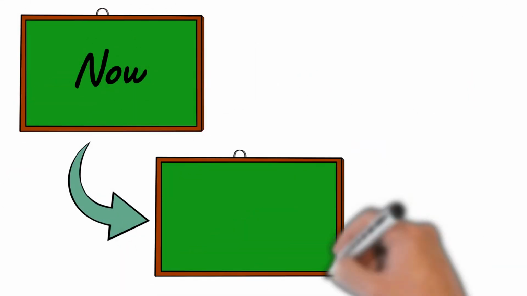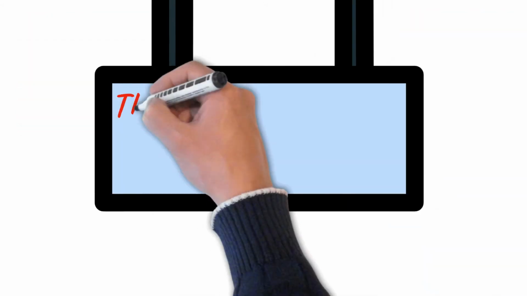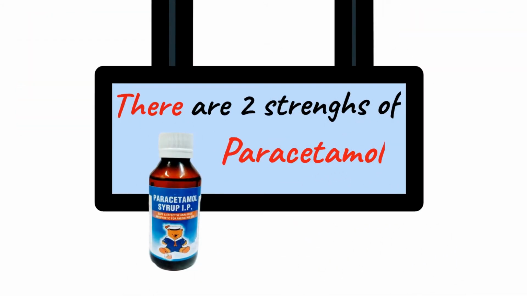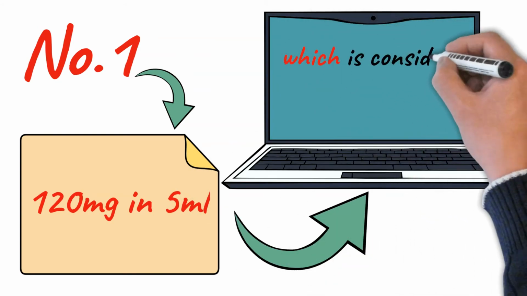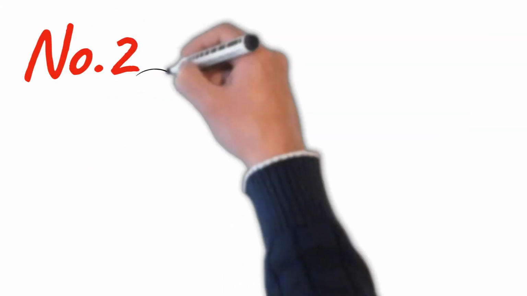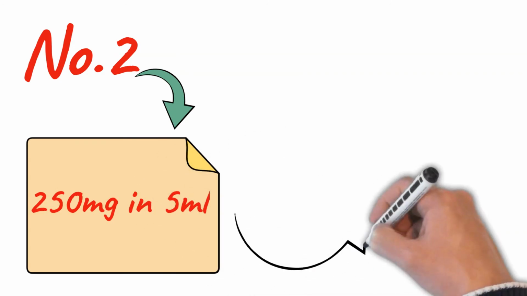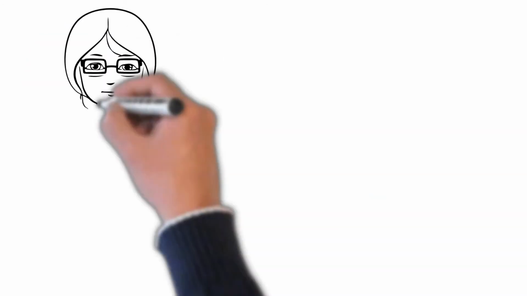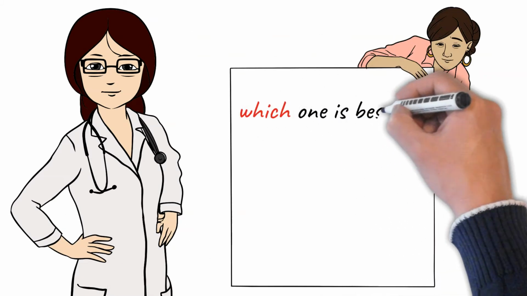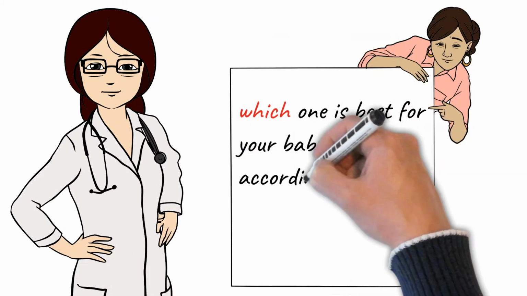Now, let's see liquid paracetamol. There are 2 strengths of liquid paracetamol. Number 1, 120 mg in 5 ml, which is considered lower strength. And number 2, 250 mg in 5 ml, which is considered higher strength. Your doctor will prescribe which one is best for your baby or child, according to their weight and age.